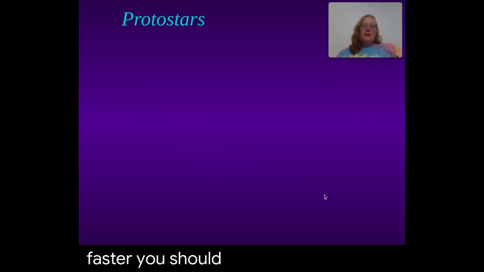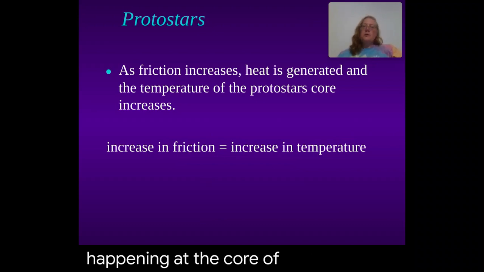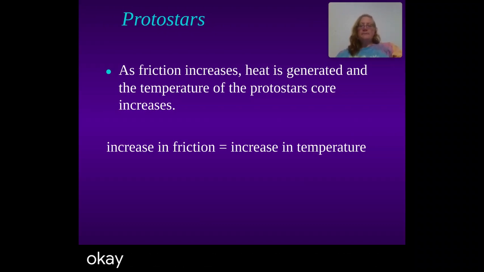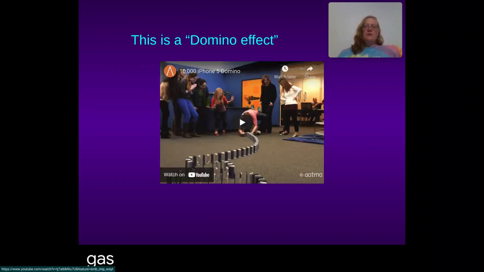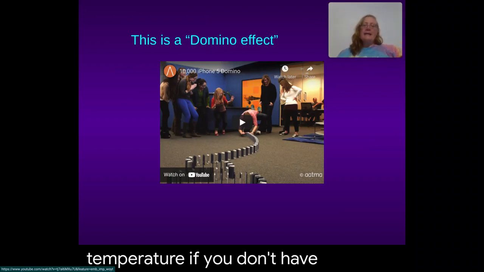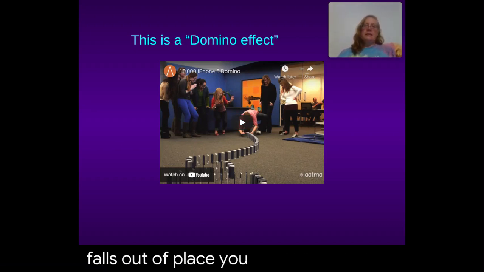You should notice that you get an increase in temperature, right? Your hands got warmer because you increased friction. That's what's happening at the core of the protostar. The friction increases, the heat increases, the temperature increases, okay? This is called a domino effect. So gas increases pressure, pressure increases friction, friction increases temperature. If any one of those things falls out of place, you don't get the protostar going to a star.